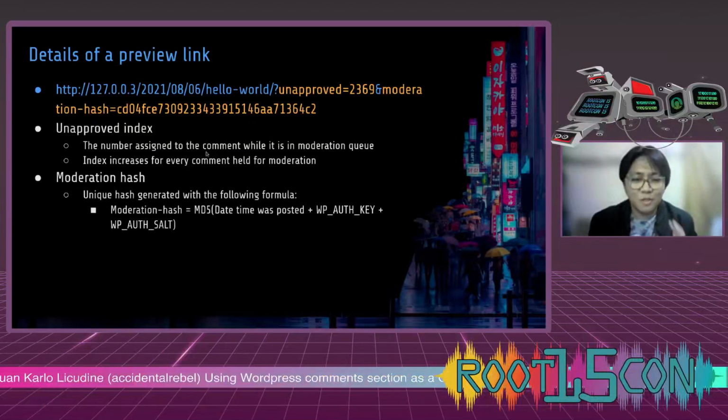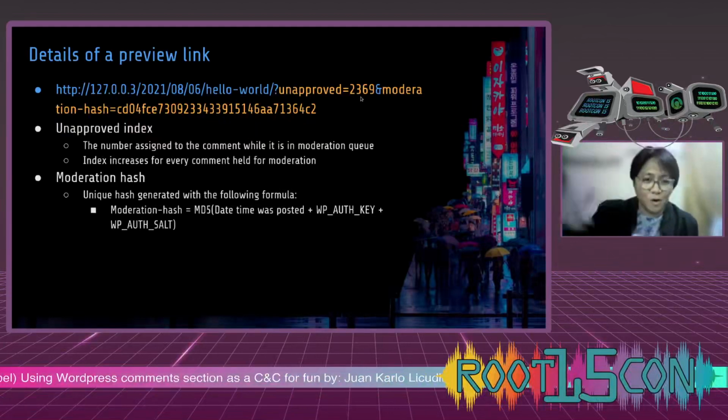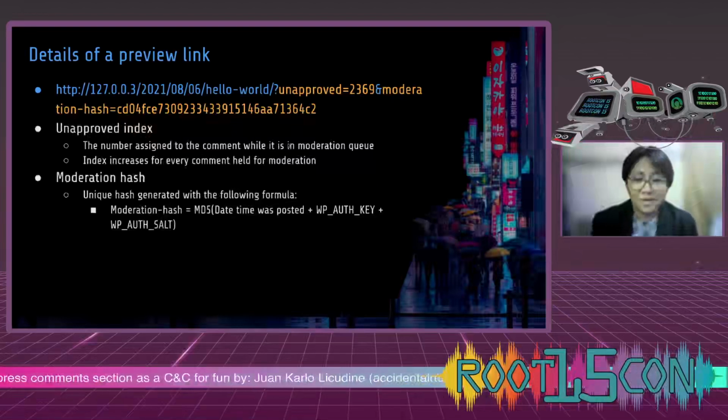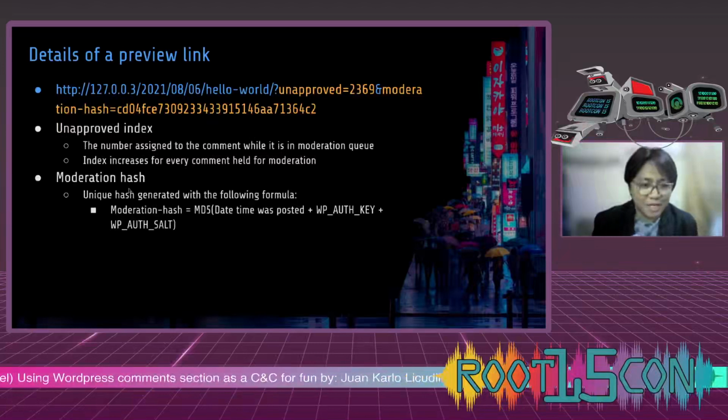So if you post a comment, you would be assigned a certain number, for example 2369. If you post another comment immediately after the first one, this number would increase to 2370, and so on. The reason this is important is because we want to be able to get the unapproved index of our bot master. How about the moderation hash?